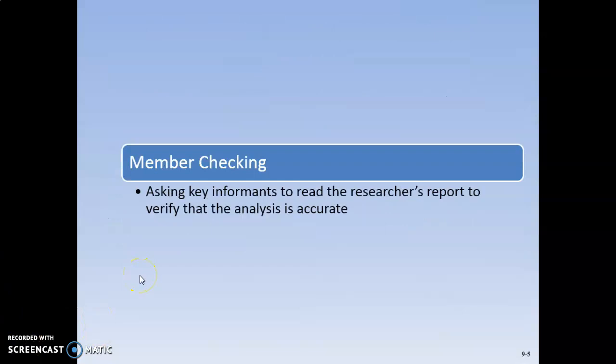Member checking is used with qualitative research, and that's where you ask your key informants or participants to read the researcher's report to verify that the analysis is accurate. In my doctoral research, I had participants read their interview transcripts, and they were able to make corrections or clarifications when things were not stated the way they intended.